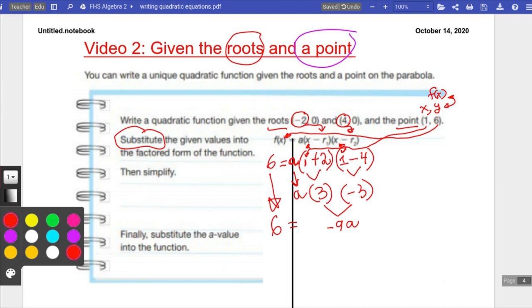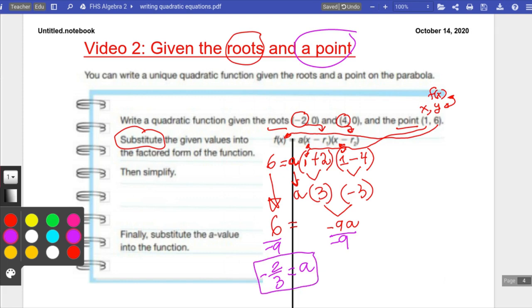And then we're going to solve for A. You're going to divide by -9. Divide by -9. You get -2/3 equals A. Now, I'm just going to keep that.